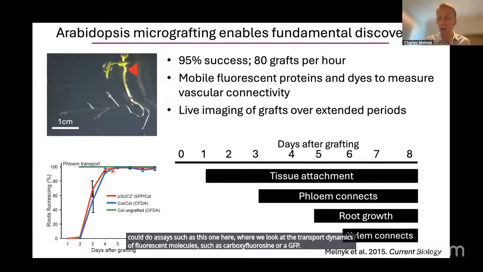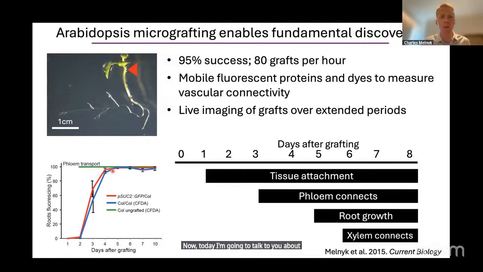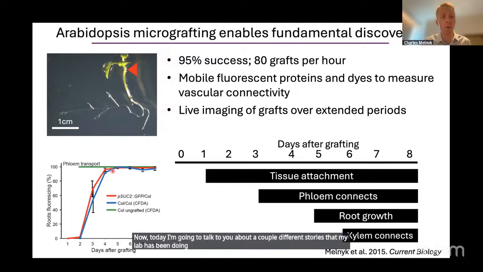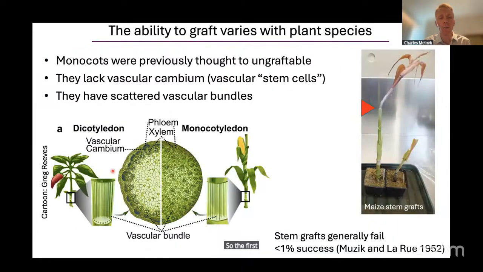Now, today I'm going to talk to you about a couple of different stories that my lab has been doing. I won't initially focus that much on Arabidopsis, but I would like to present two examples where we used micrografting, where I think we've contributed both fundamental and applied interest. So the first is our work with monocots.